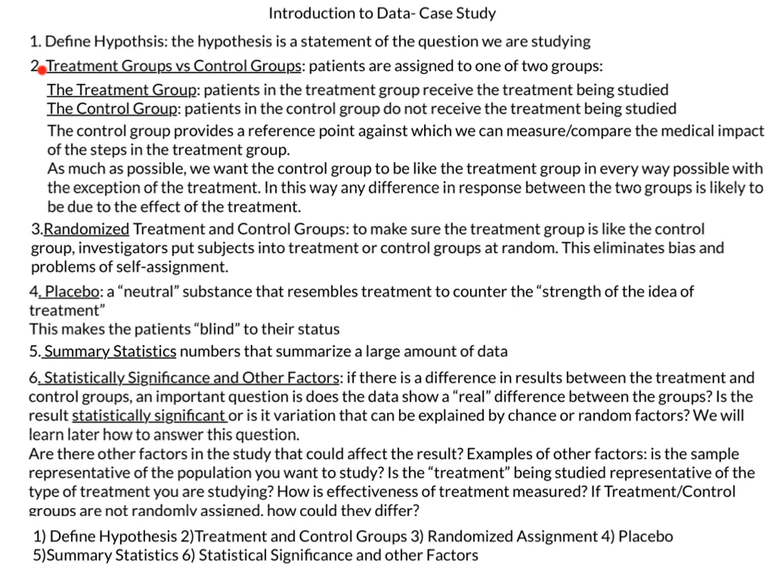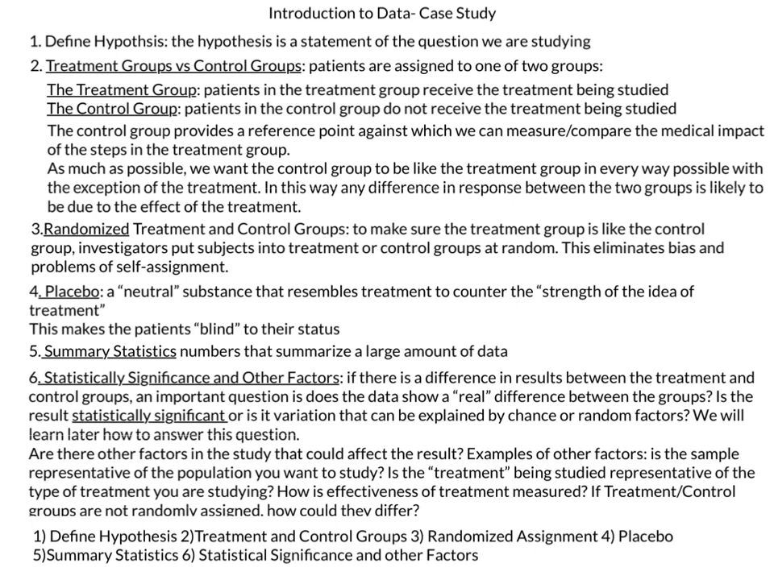For this reason, we have treatment and control groups. So patients are assigned to one of two groups: the treatment group, where patients receive the treatment being studied, and the control group, which does not receive the treatment being studied. The control group provides a reference which we can measure and compare the medical impact of the treatment being studied. As much as possible, we want the control group to be like the treatment group in every way possible, with the exception of the treatment. In this way, any difference in response between the two groups is likely to be due to the effect of the treatment.